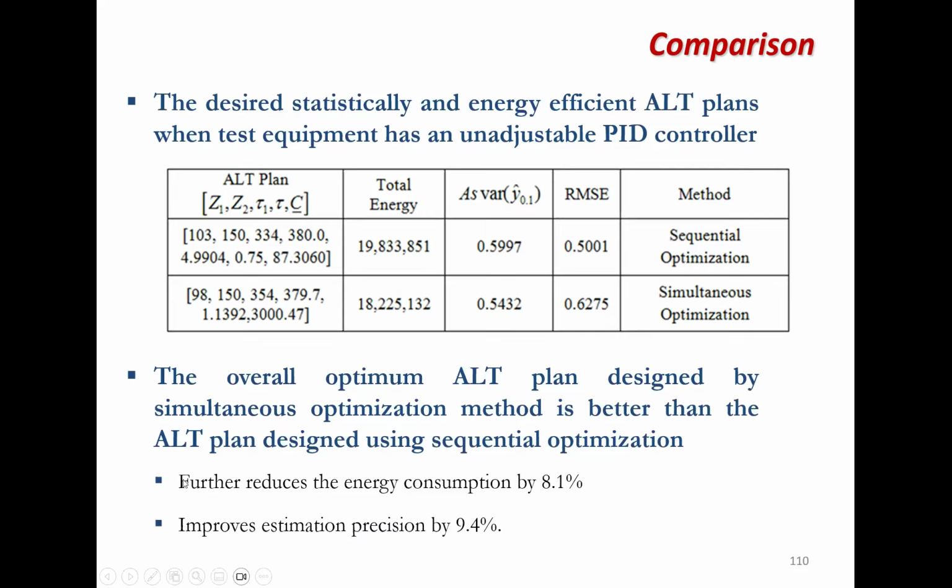So this method further reduces the energy consumption by 8.1%. I think that is probably not big enough, but if you consider millions of product development testing processes, this is a big saving, and it also improves the estimation precision by almost 10%.